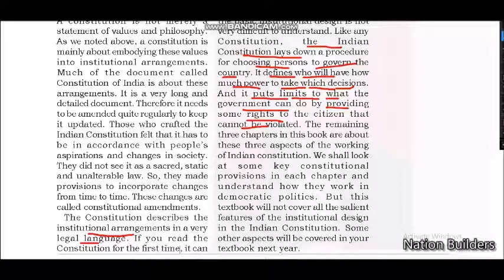Constitutional awareness is a very essential need of the Indian citizen. So you should get an idea, you should be aware of what your rights are, what the institutions are, and how they are working.